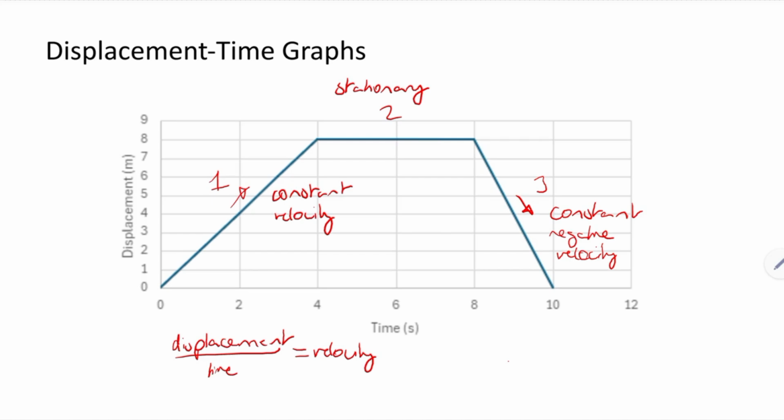But as you can see, the gradient, the slopes have different steepnesses. Line number 3 has a higher steepness than number 1, as it is closer to being vertical. And if you were to calculate the gradient of each of the lines, you can see that the first line is 2 meters per second, and this one is minus 4 meters per second. Ignoring the minus, 4 is greater than 2. So 3 is going to have a higher constant negative velocity.